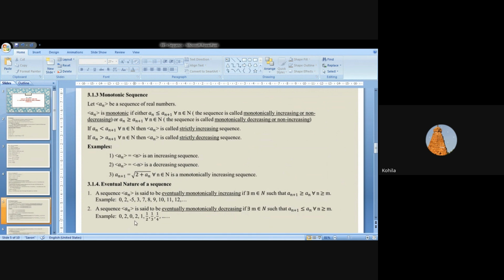Here also the fifth position is 1, then from the sixth position it automatically decreases: 1 by 2, 1 by 3, 1 by 4, and the next place is 1 by 5. So after m equals 5, the sequence is decreasing. That is why this sequence is called an eventually monotonically decreasing sequence. You can note it down.